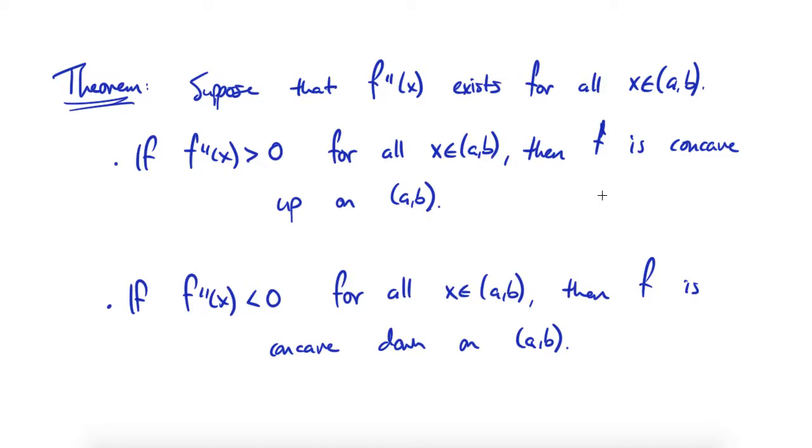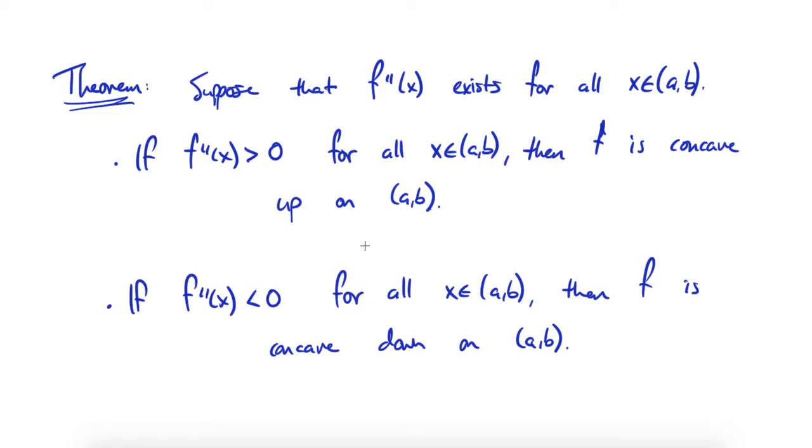It turns out there's a theorem that says if the second derivative exists on your open interval, then if the second derivative is positive, your graph is concave up, and if the second derivative is negative, your graph is concave down. And that makes a good amount of sense. If you remember, how do you tell when a graph is increasing or decreasing? You look at its derivative, right? When the derivative is positive, the graph is increasing. When the derivative is negative, it's decreasing.